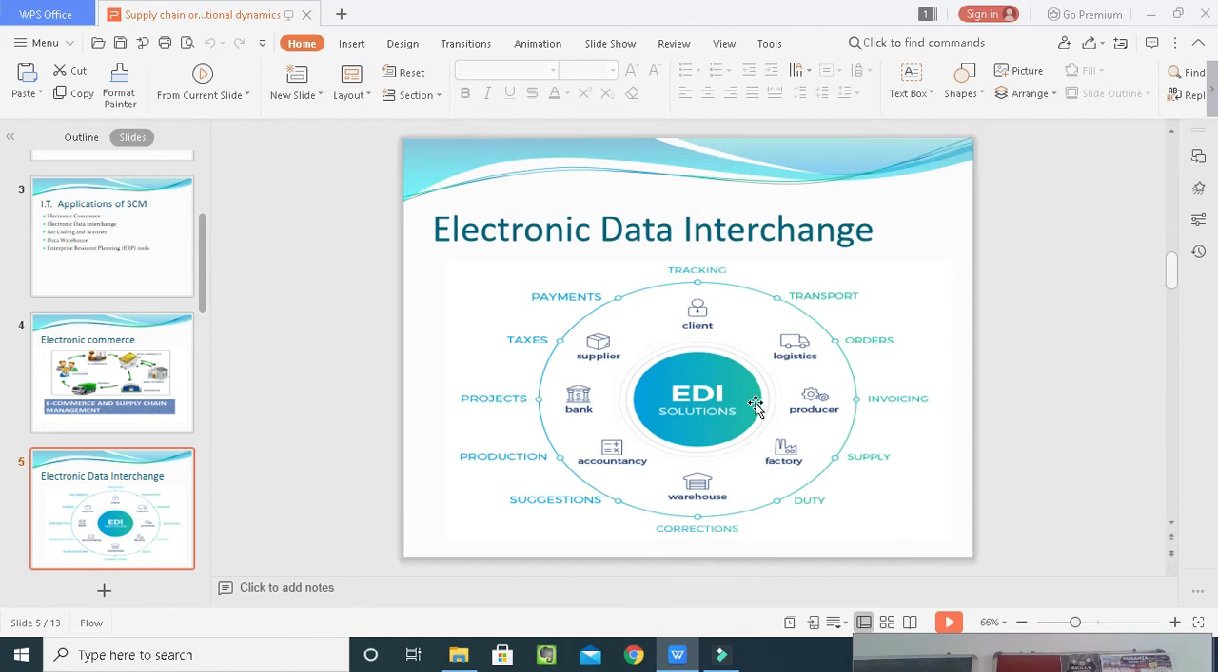You can see in the picture how the client, the logistics, the producer, factory, warehouses, accountancy, bank and supplier are involved. From where the tracking takes place: transportation, orders, invoicing, supply, duty, corrections, suggestions, production, product, projects, taxes, payments. All these things will take place from system to system, not with human beings.